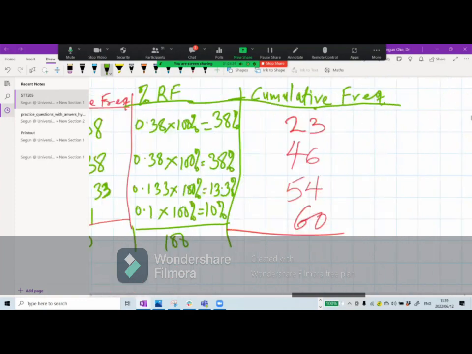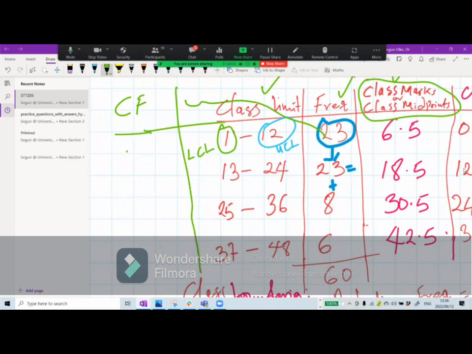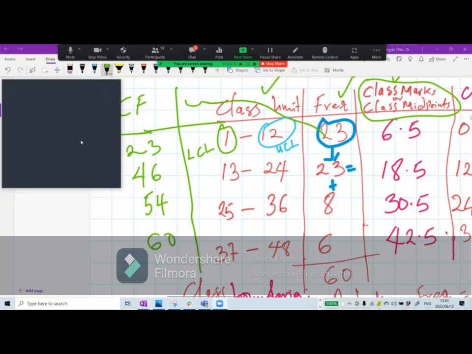They ask you what cumulative frequency is. Cumulative frequency starts from here. Let's say CF. The cumulative frequency of this data: the first element is 23. 23 plus 23 is 46. 46 plus 8 is 54. 54 plus 6 is 60. The secret of this is that the last value of the cumulative frequency is always the same as the total frequency. Please take note of that.